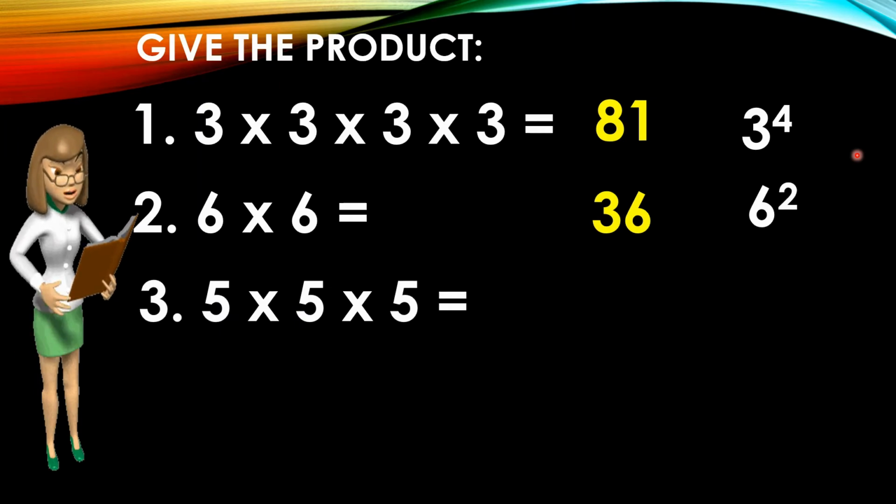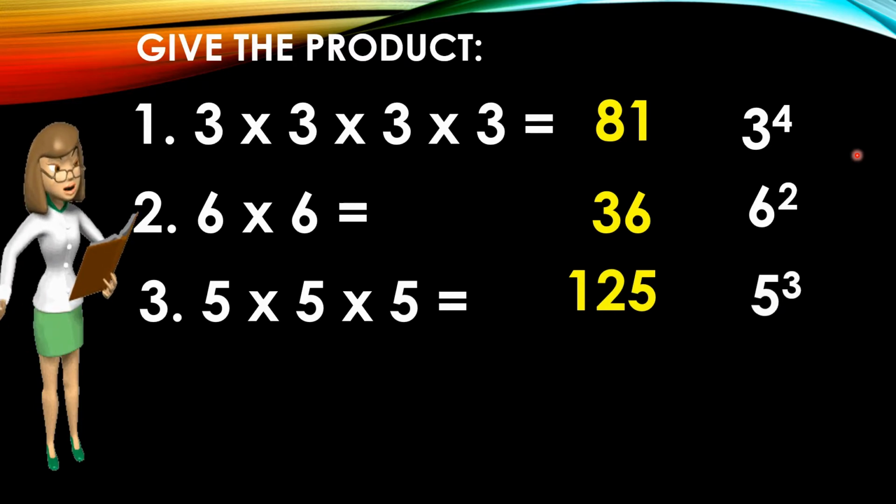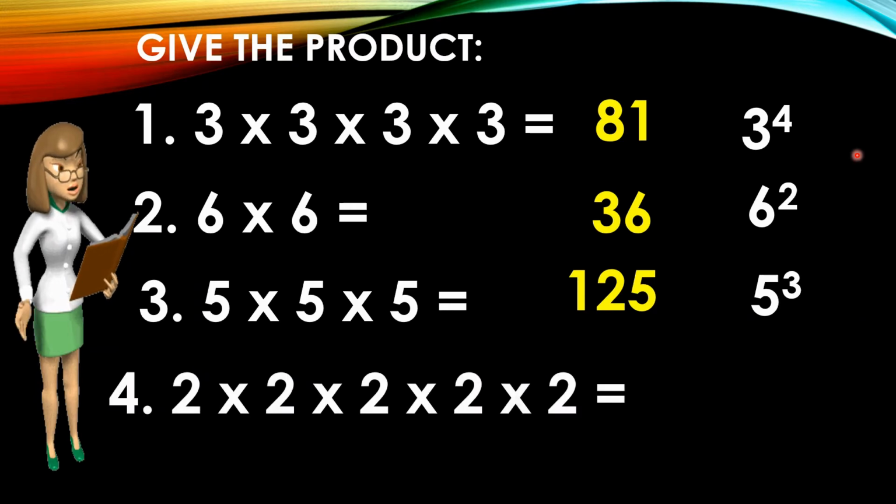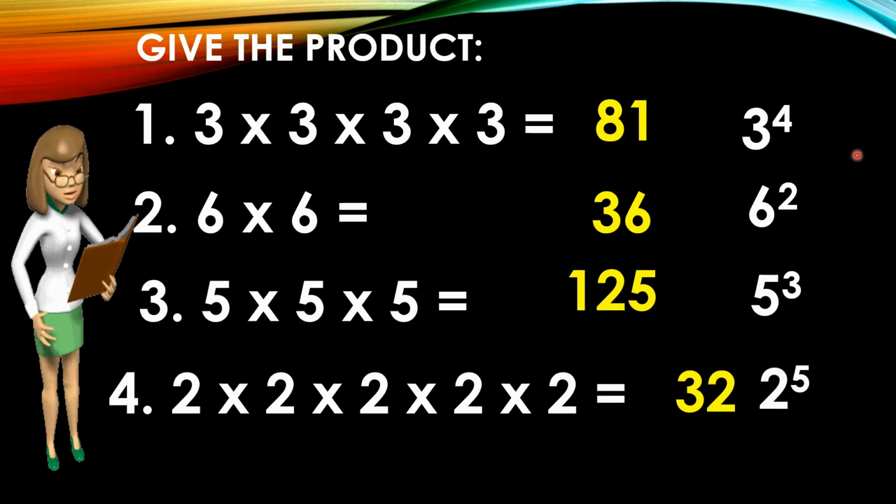Number 3, 5 times 5 times 5 is equal to 125, and we can write that as 5 cubed. And 2 times 2 times 2 times 2 times 2 is equal to 32, and we can write that as 2 raised to 5 or 2 to the 5th power.